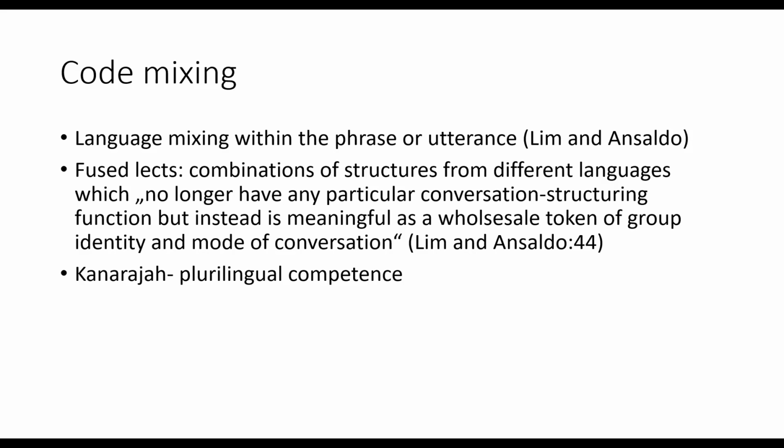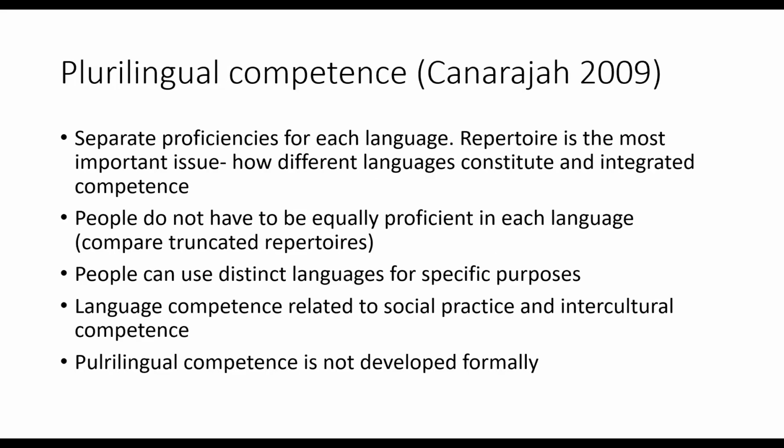And Kanaraja introduces a really nice concept, I think, for dealing with code mixing. He calls it plurilingual competence. That's the ability to use different languages at the same time, so you're mixing them together. We look a bit closer at plurilingual competence in terms of code mixing. In plurilingual competence, the speakers can have separate proficiencies for each language. And we come back here to a notion we met earlier in the semester, the notion of repertoire, because a repertoire is the most important issue in plurilingual competence.